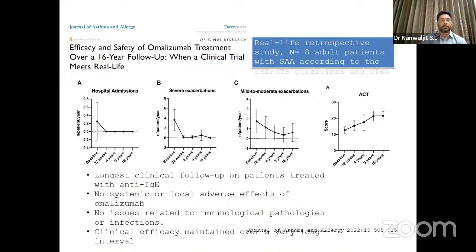So this was another study published showing the efficacy and safety of omalizumab treatment. It was a 16-year-long follow-up study. So what were the outcomes of this study? No systemic or local adverse effects of omalizumab were seen. No issues related to immunological pathologies or infections were seen. Clinical efficacy was maintained over a very long interval.